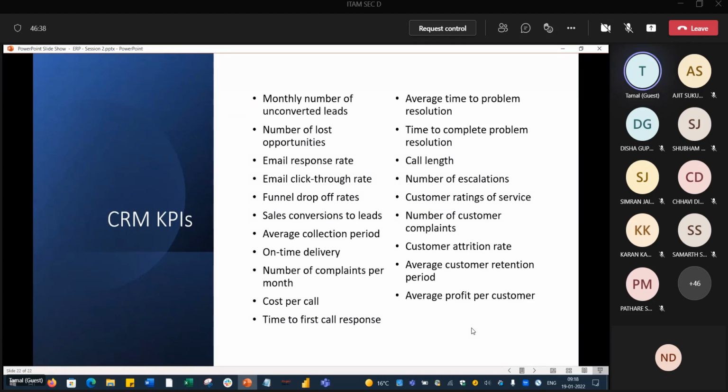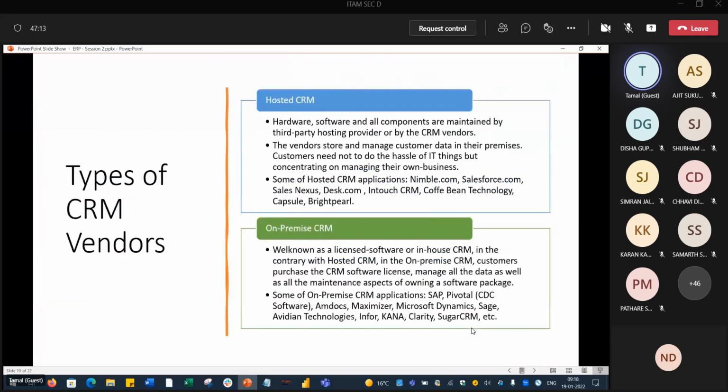Average time to problem resolution, call length, number of escalations, customer ratings, number of customer complaints that we have just seen. Customer attrition rate, the customers who have gone out. Average customer retention period, profit per customer. These are the KPIs for CRM. So you have to choose from that big list the 4-5 KPIs you want to measure to see whether the business is doing good or not.